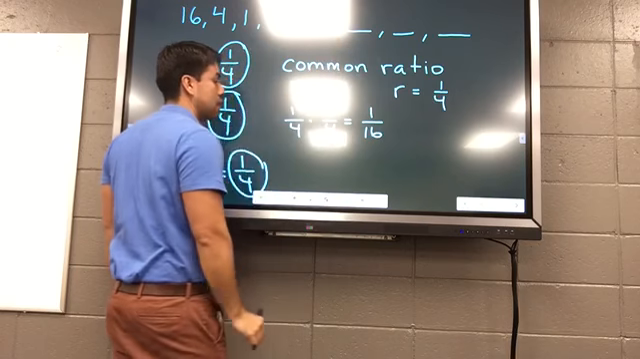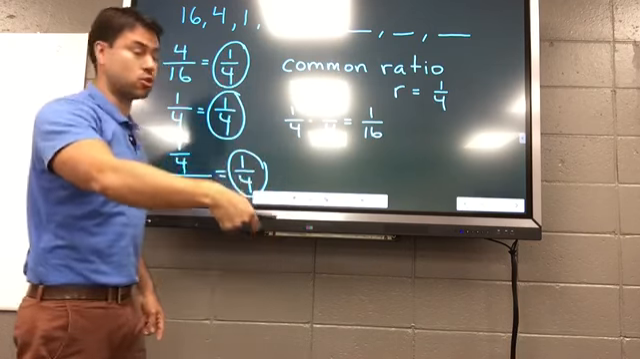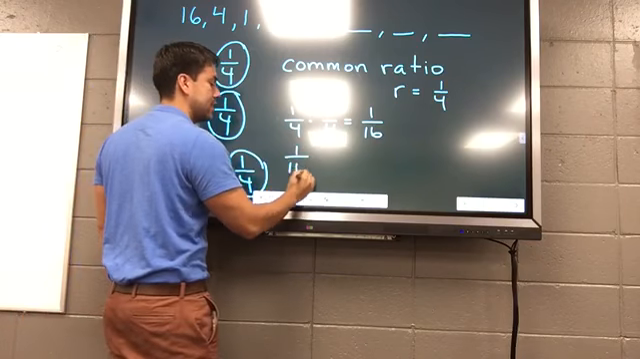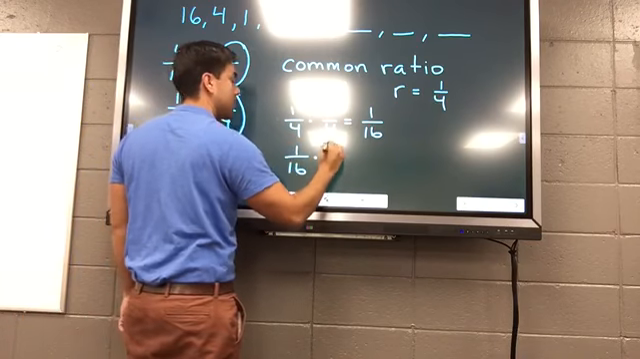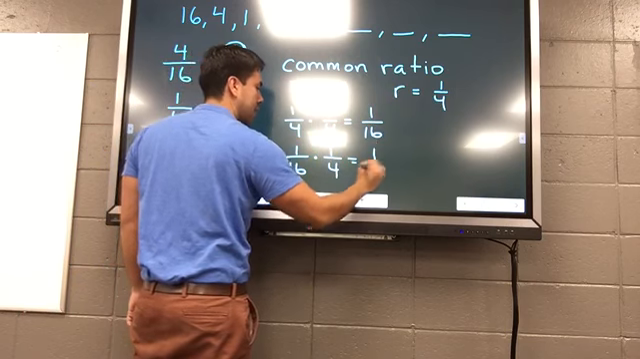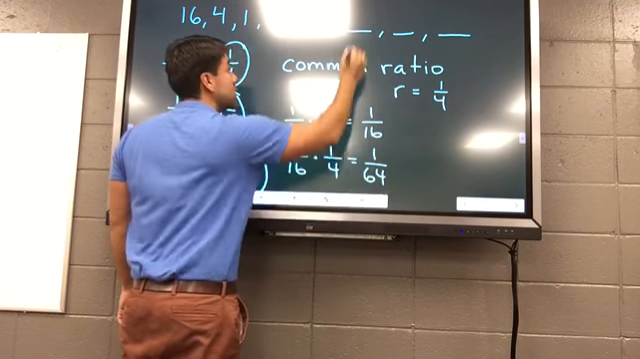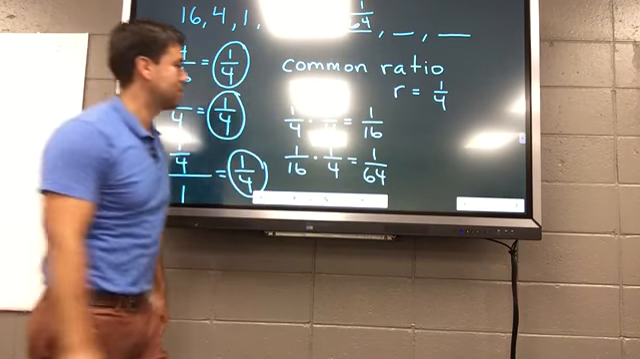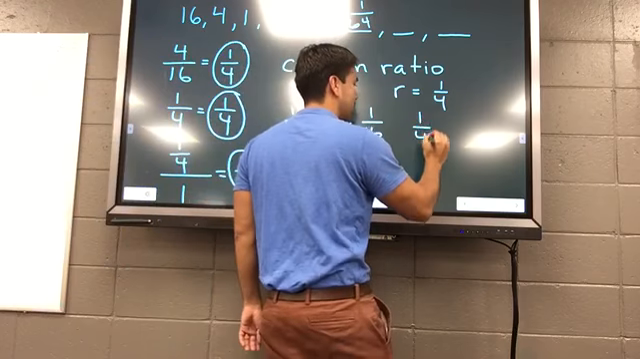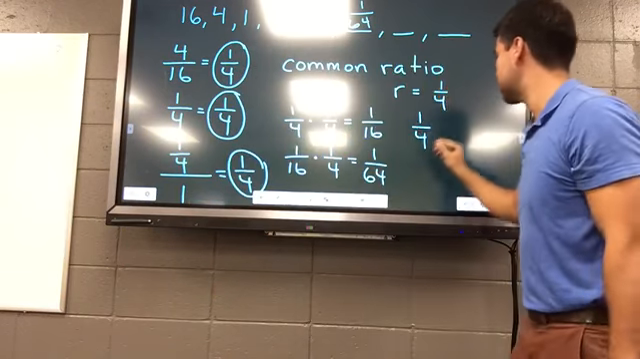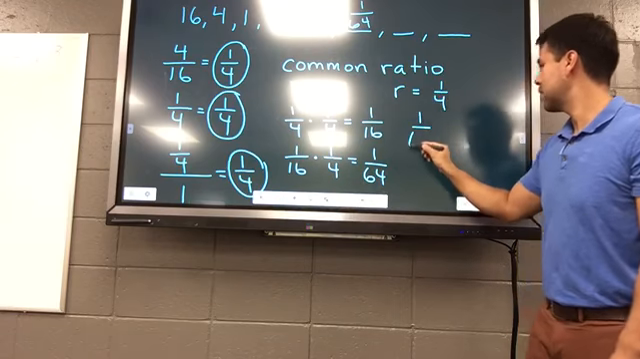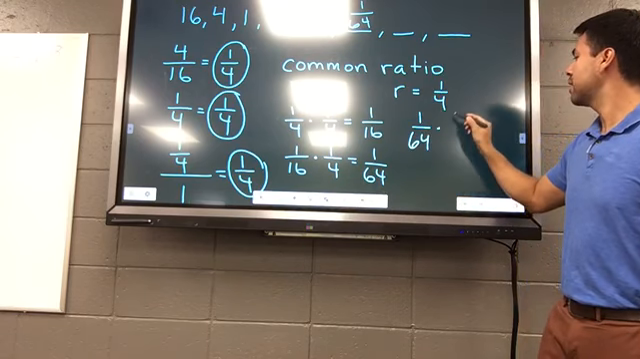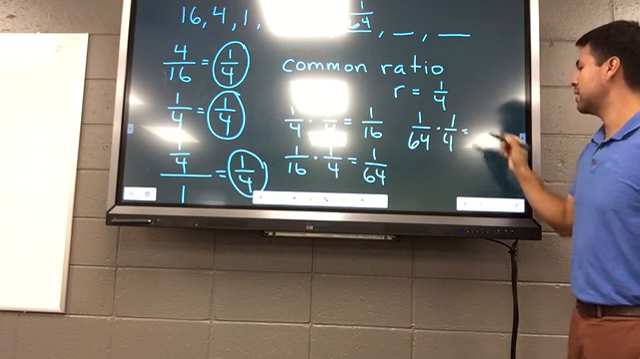1/16. All right? How do I get the next term? I do 1/16 times the common ratio 1/4. And that gets me 1/64. How do I get the next term? I do 1/64, the previous term. And what do I multiply that by? 1/4. And what does that give me?